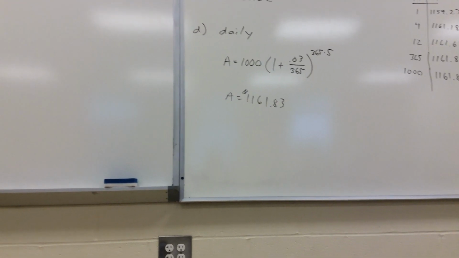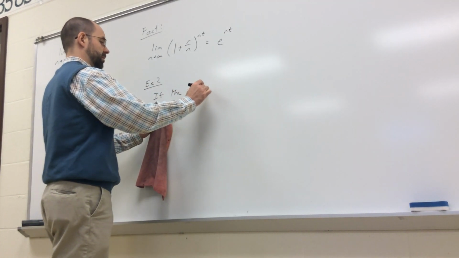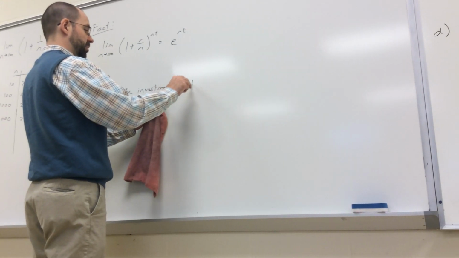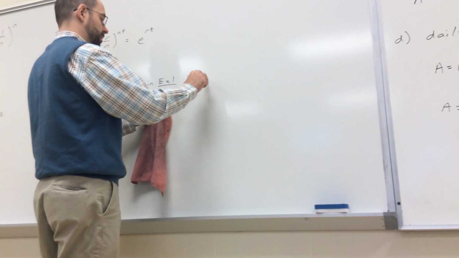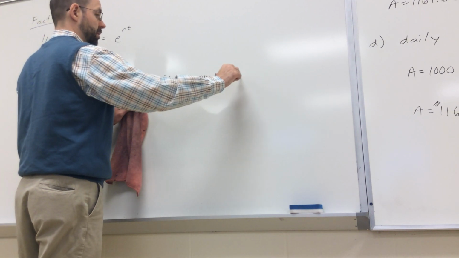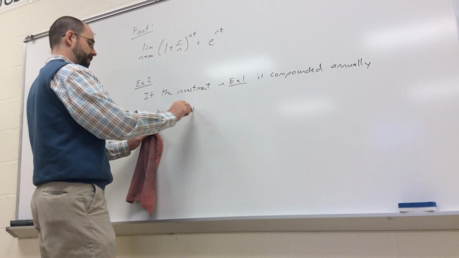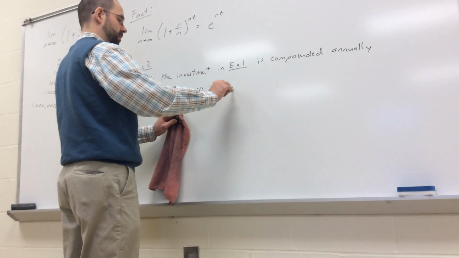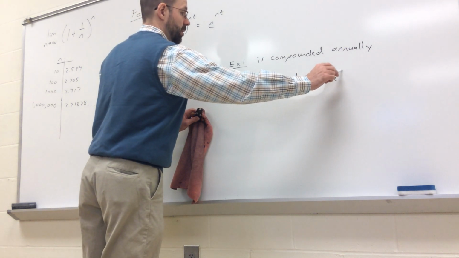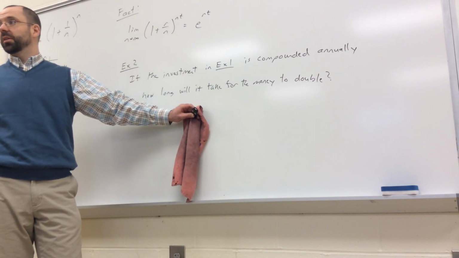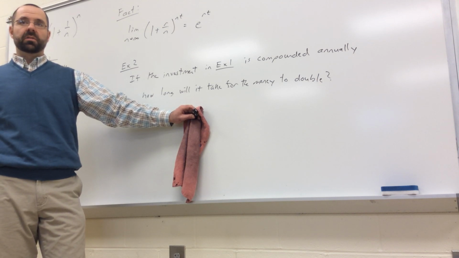So let's say this would be example 2. If the investment in example 1 is compounded annually, how long will it take for the money to double?